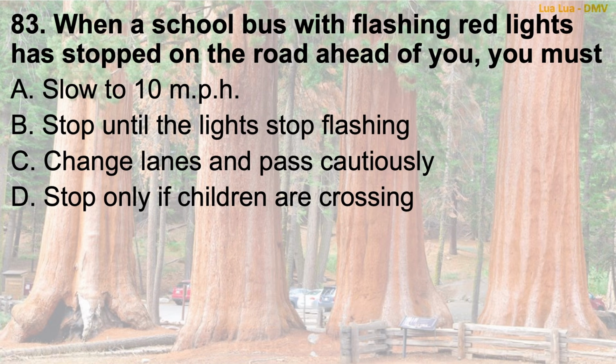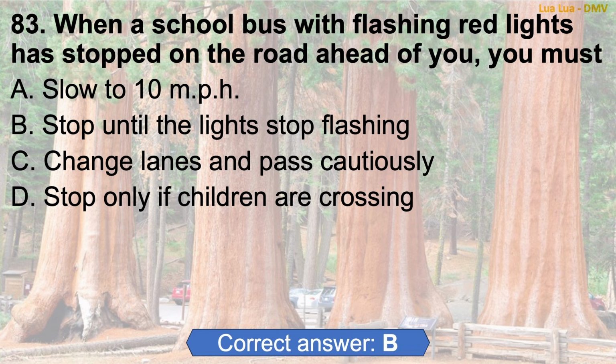Question 83. When a school bus with flashing red lights has stopped on the road ahead of you, you must A. Slow to 10 miles per hour. B. Stop until the lights stop flashing. C. Change lanes and pass cautiously. D. Stop only if children are crossing. The correct answer is B. Stop until the lights stop flashing.